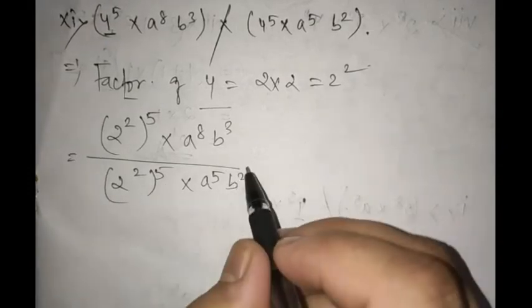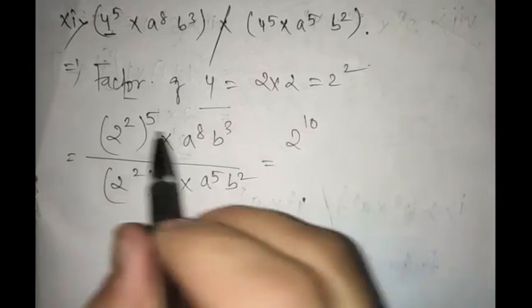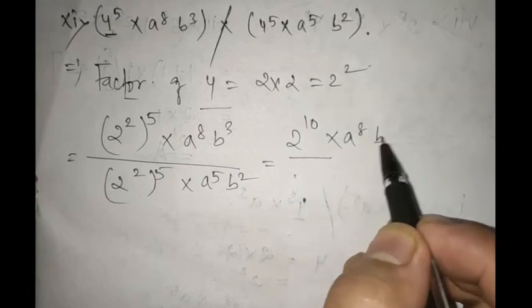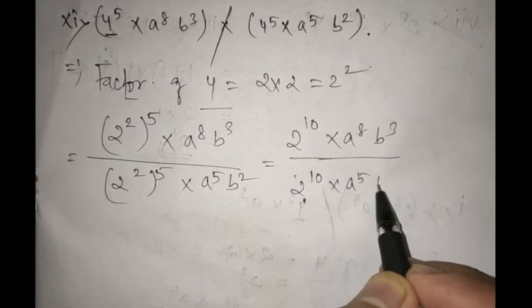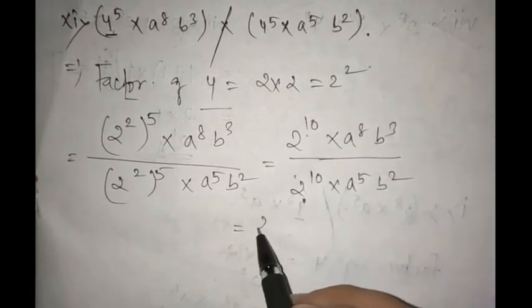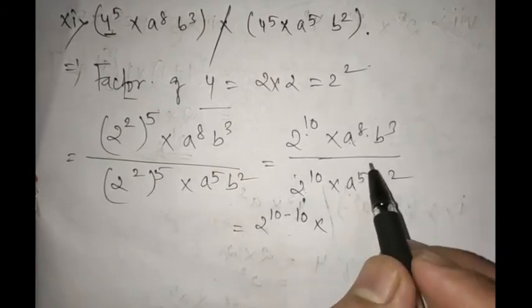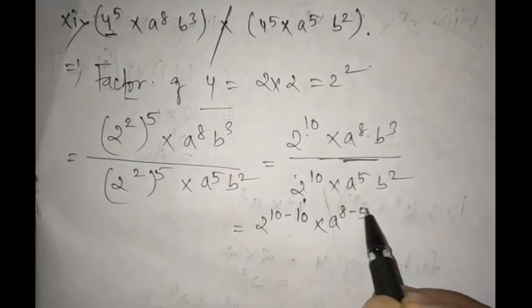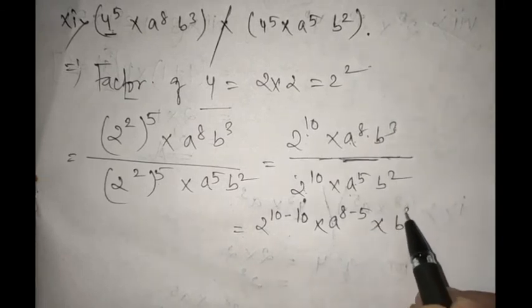Now next, I can write 2 to the power 10, because 2 times 5 is 10, into a to the power 8 b cube. You have to write this also, no? So now 2 to the power 10 into a to the power 5 b square. Now you have the same base, the division sign is there, so 10 minus 10, 2 to the power 0. You have the same base for a, the division sign is there, right? And what will happen? a to the power 8 minus 5. The power will be subtracted.